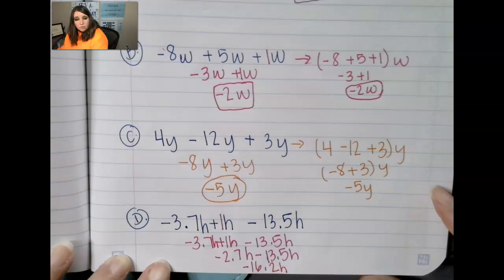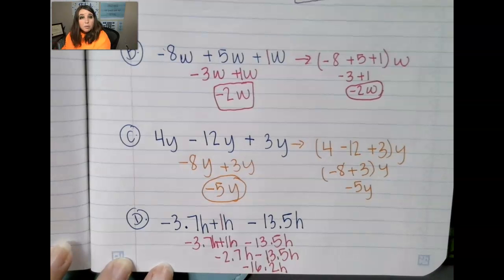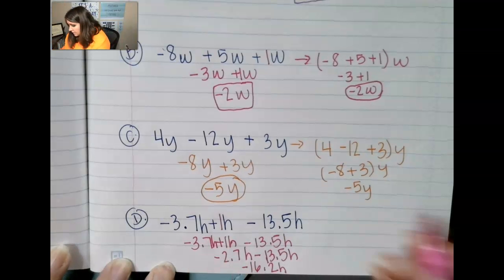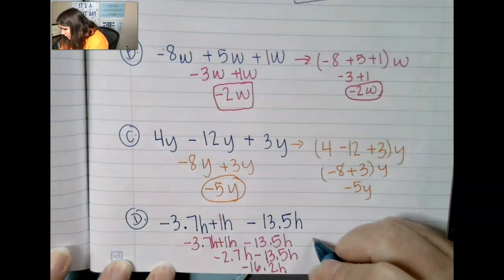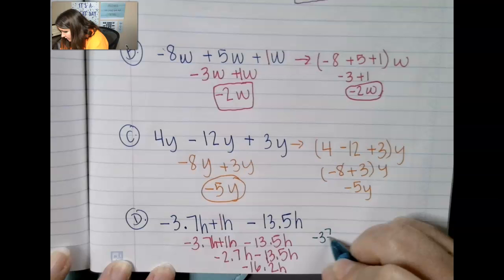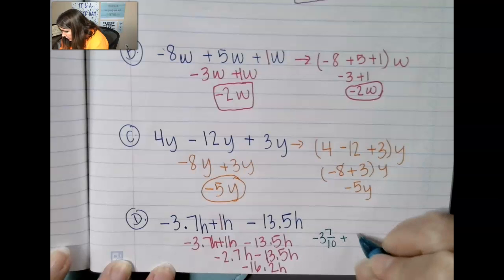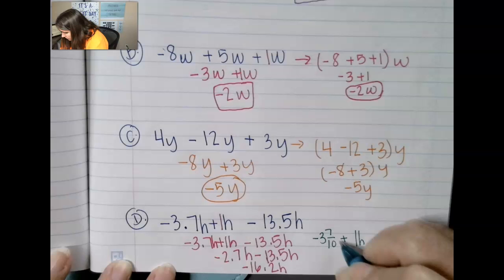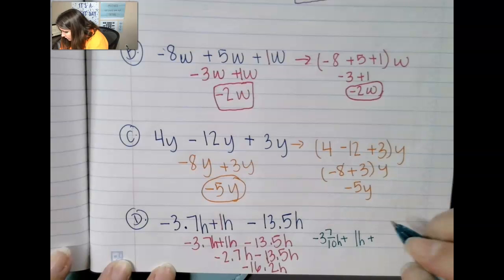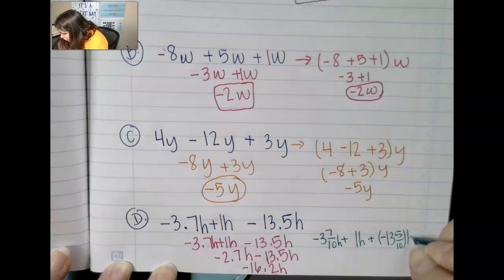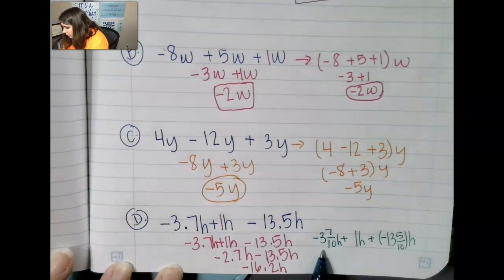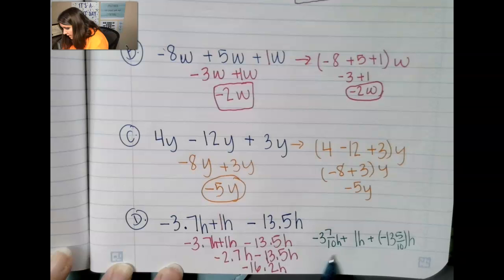I could have also thought about this as fractions. So applying everything we learned in our last unit and converted these to fractions. So let's do a different color so we can see this. So negative 3 7/10 plus 1 whole plus a negative 13 5/10 h. All right, so I could have also looked at this just that way.